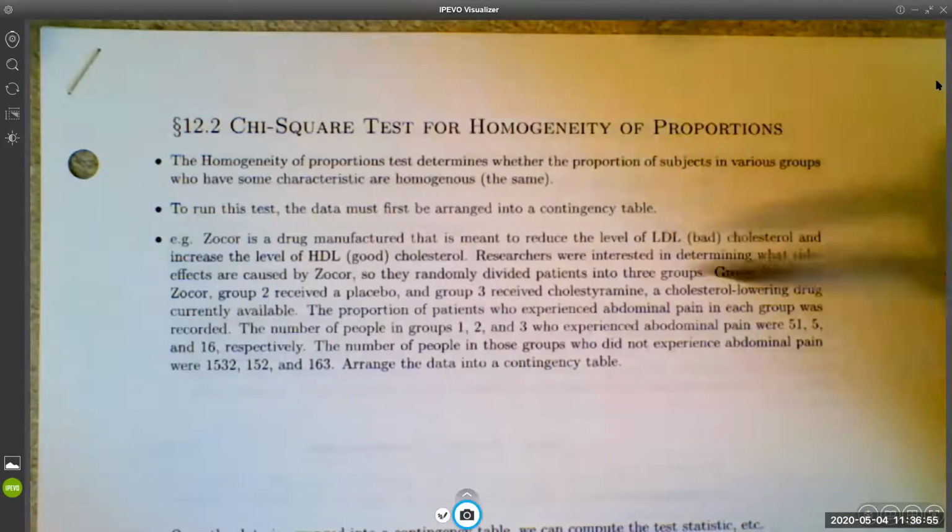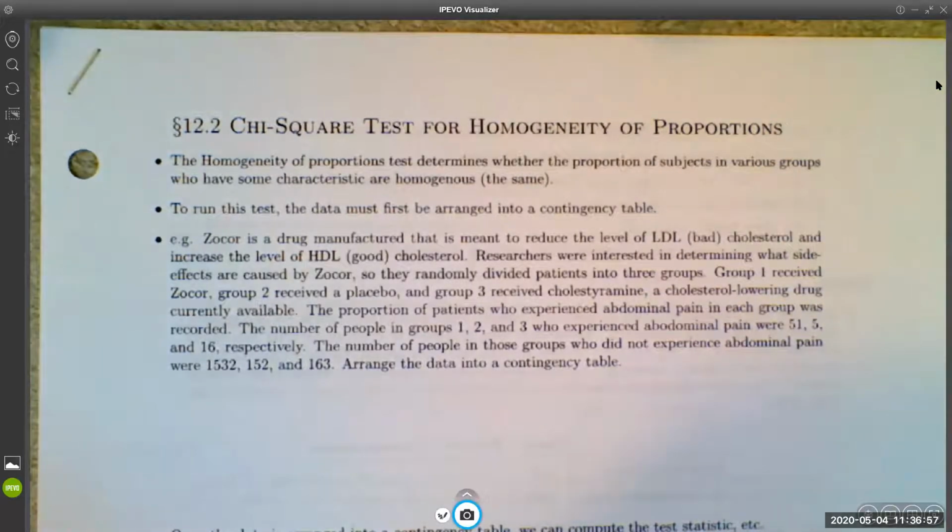For example, it says Zocor is a drug manufactured that is meant to reduce the level of LDL cholesterol and increase the level of HDL cholesterol. Researchers were interested in determining what side effects are caused by Zocor, so they randomly divided patients into 3 groups. Group 1 received Zocor, Group 2 received a placebo, and Group 3 received cholestyramine, which is a cholesterol-lowering drug currently available.